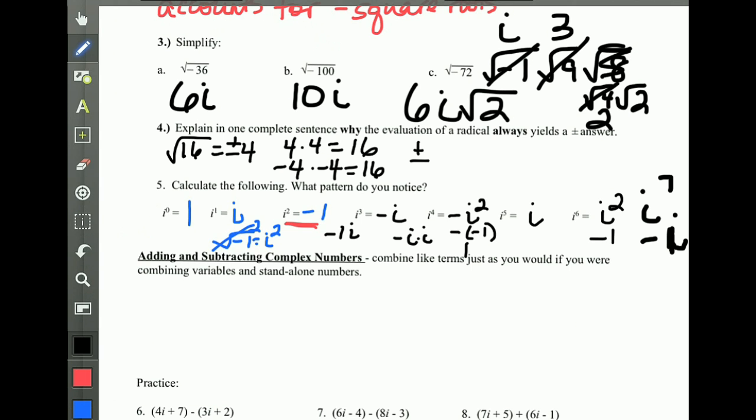So I just want you to think about that pattern. That's not something that would be a test question, but I want you to think about why that pattern works and why it turns out that way, okay? So now in this section, we're only going to do adding, subtracting, and multiplying.